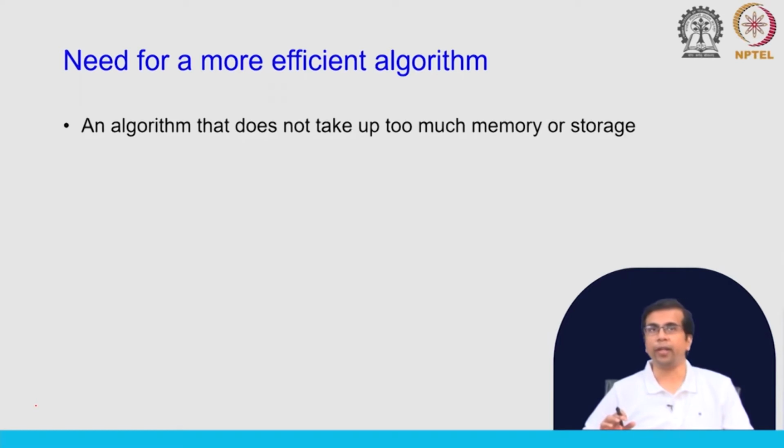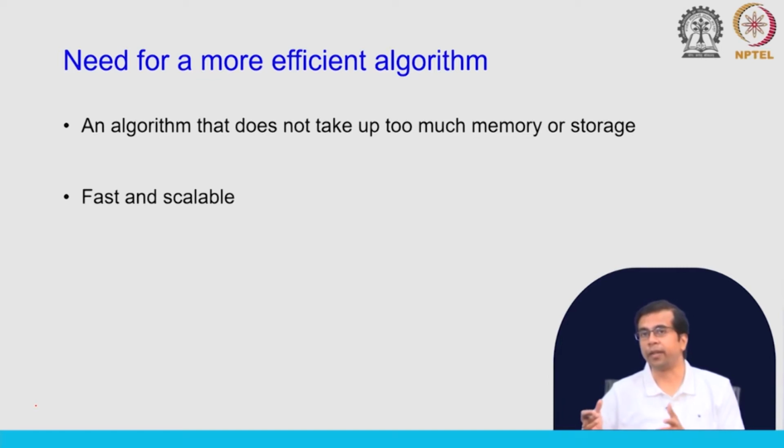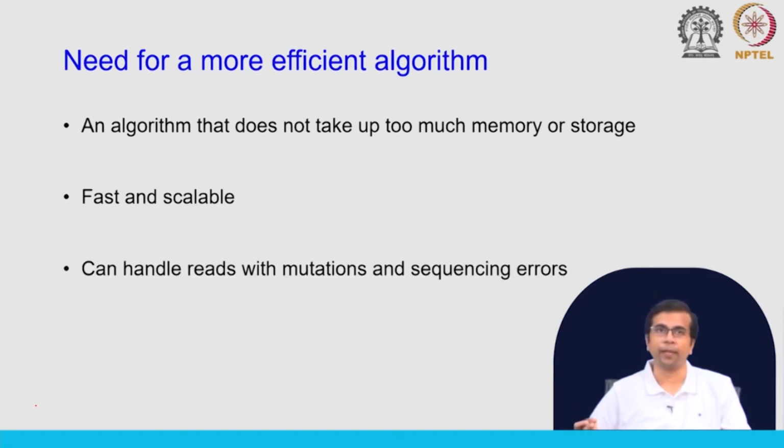So, what we need, this is kind of like the wish list, right. We need an algorithm that does not take up too much memory or storage, like the earlier ones, so we can run it on our desktop or even a laptop. It should be fast and scalable. If you are dealing with billions of data, it should not be a problem. It should be able to complete the mapping within a reasonable amount of time.